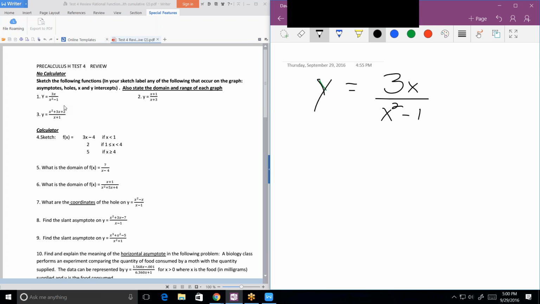So also, when you see a rational quotient like this, always think factoring as your first step. Can I factor anything top or bottom? Yeah, you got x plus 1 and x minus 1.